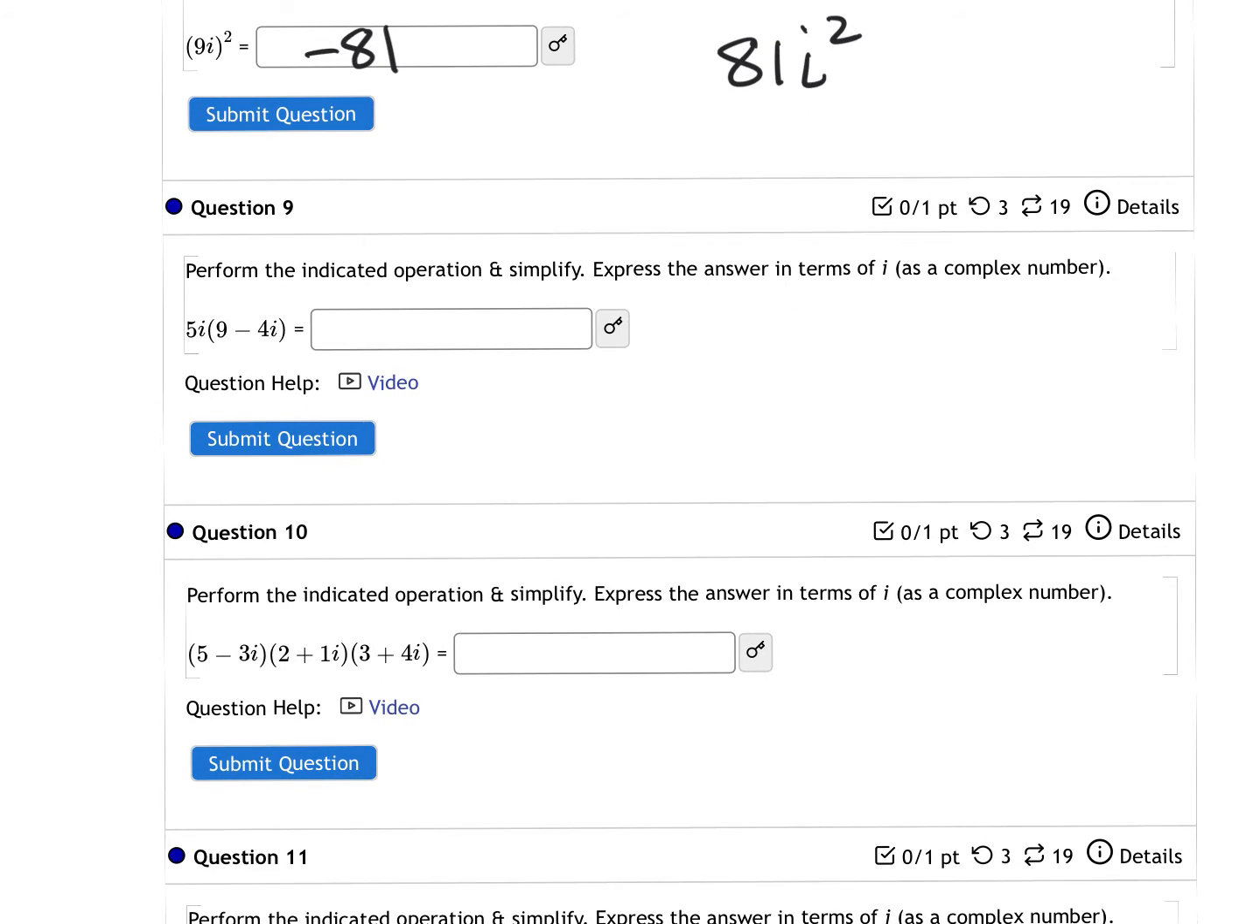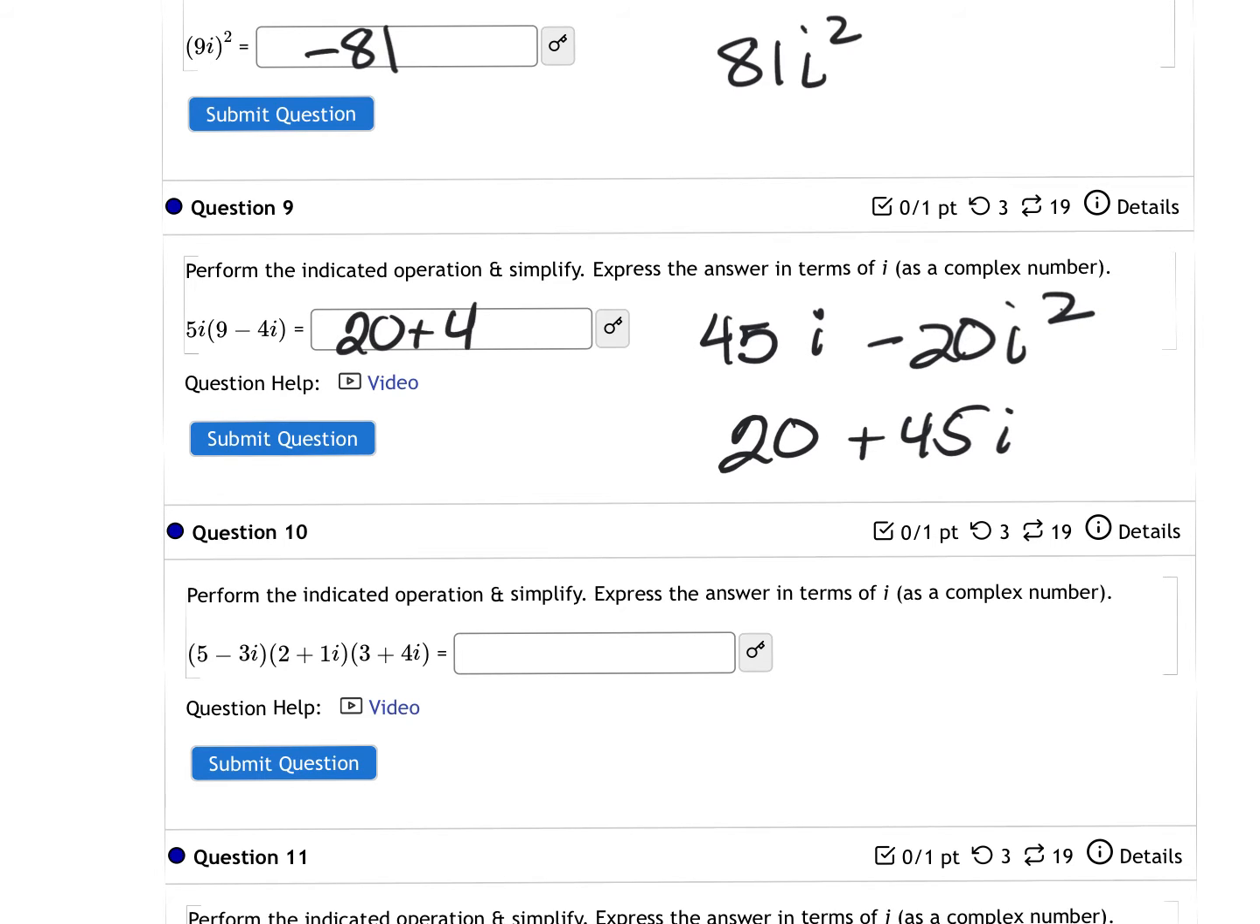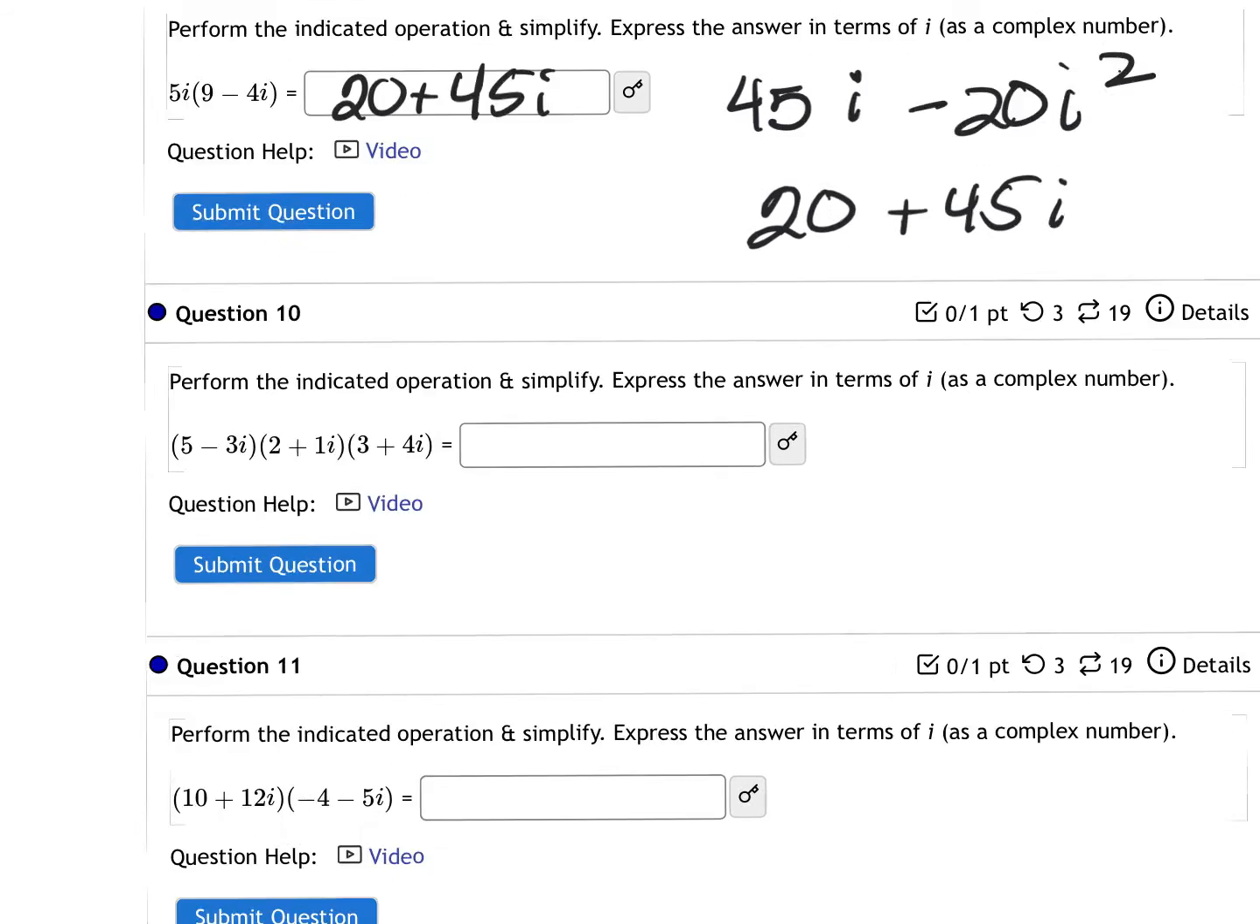This is 45i minus 20i squared, which we are going to want to put in order. So here I'm going to take that as negative 1, so positive 20 plus 45i. So this should be 20 plus 45i. And then double check, type that in and make sure that they take that answer okay. Yes, that works out exactly how they would want it.